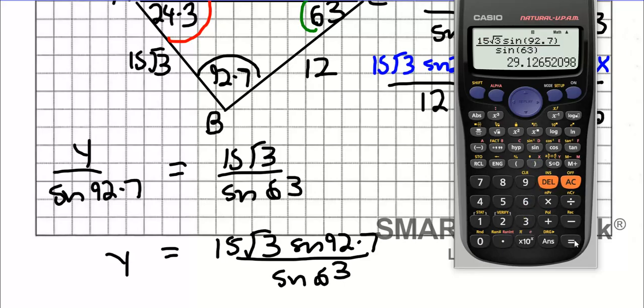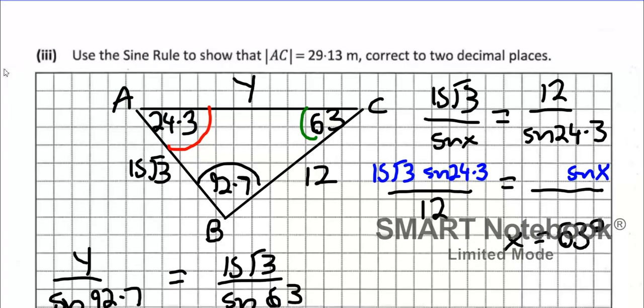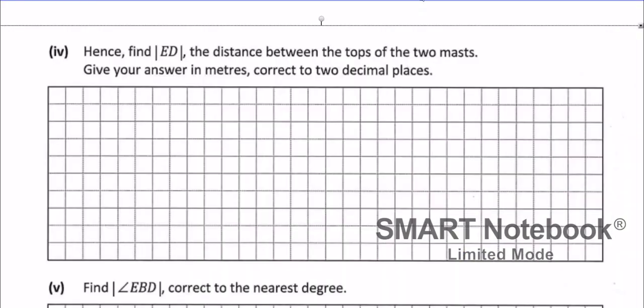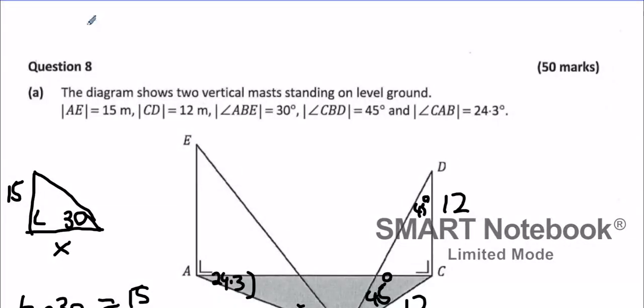I got about 29.12. That's what I asked for, wasn't it? 29.13, to two decimal places. Hence find E to D, the distance between the tops of the two masts. Give your answer in meters, correct to two decimal places. E to D.